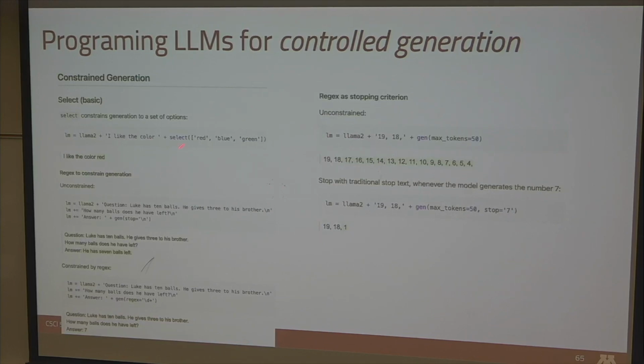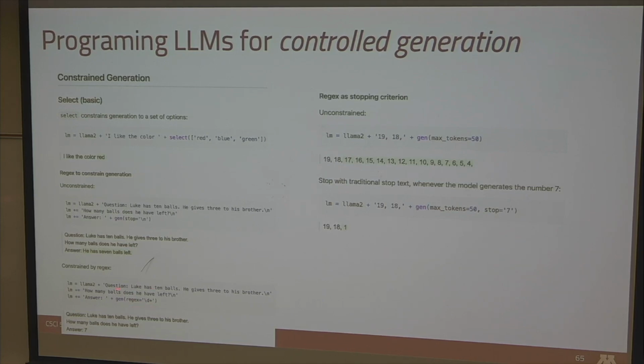And also, this is quite useful. Similar to the yes or no choice question, here you are constraining the language model to output one of these three colors: red, blue, or green. So what it does is it will look at the probabilities of these three tokens, and it will just choose the one that has the highest. So, I like the color red. It's generated. You can also specify regular expressions.